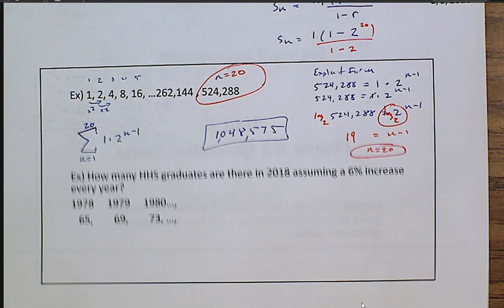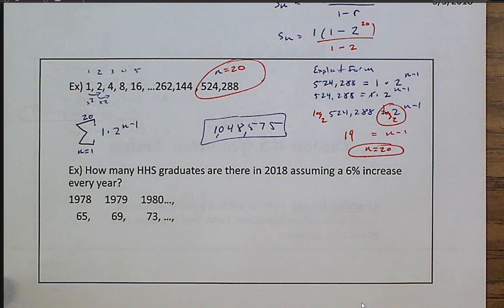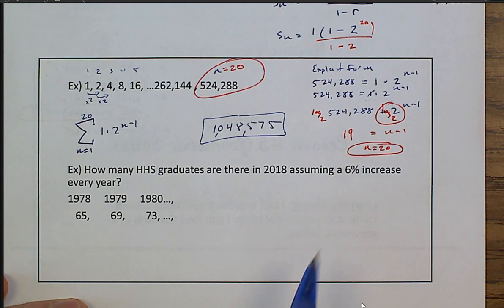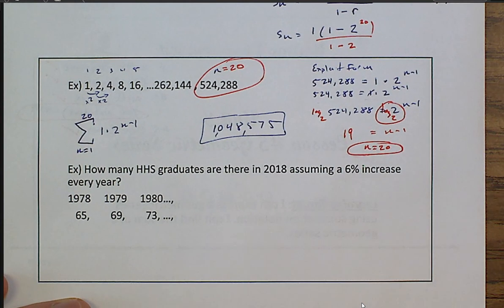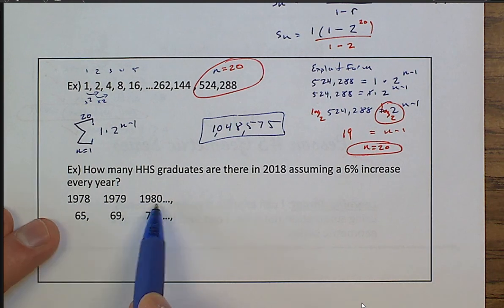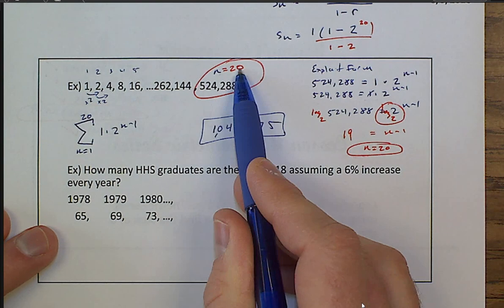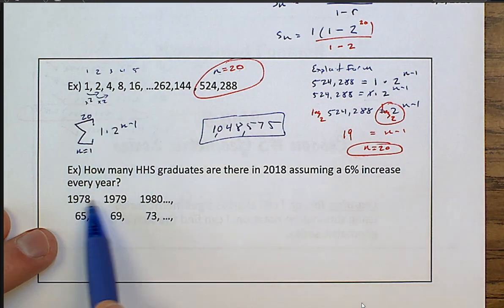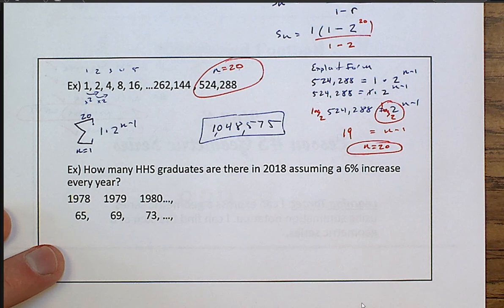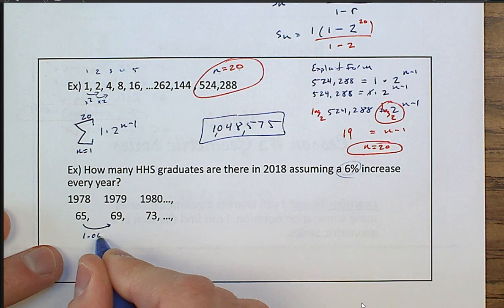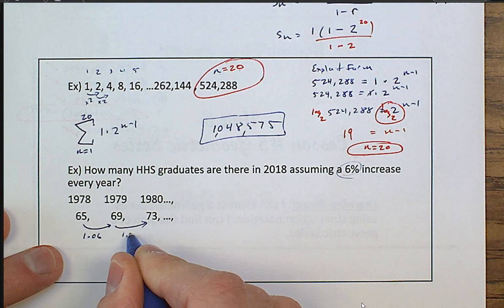Next question. How many Homestead High School graduates will there be in 2018, assuming a 6% increase in graduation rate every year? So I'm kind of giving you a heads up here. Now this is a little tricky because you have years here, and we've got to figure out term numbers, right? Like this is the 20th term. We're used to having numbers up here, and now we've got years, so you have to do a little bit of thinking. I told you that it's an increase of 6% each year, so what are you multiplying each term by? You're multiplying by 1.06, right? So that's going to be your r.